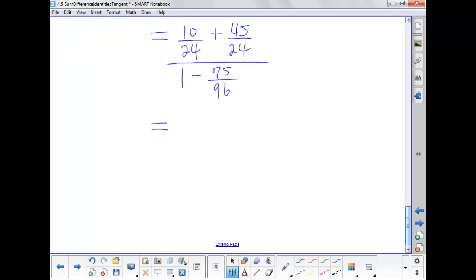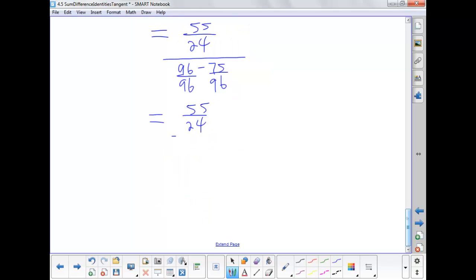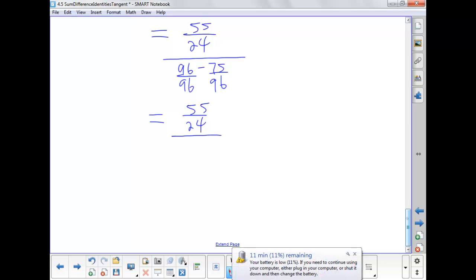So now, if I look at the top, I can add. So I would get 55 over 24. And in the denominator, I want a common denominator to work with. So I'm going to go 96 over 96 minus 75 over 96. So this would be 55 over 24. And then in the denominator, 96 minus 75 happens to be 21. So I've got 21 over 96.